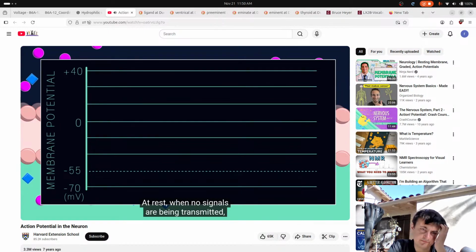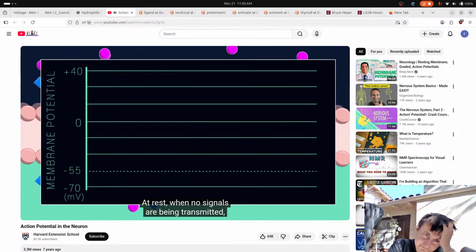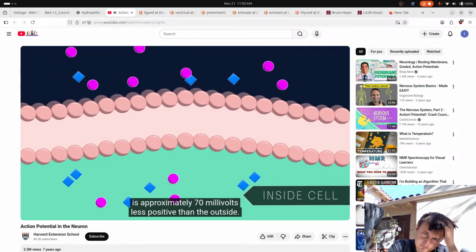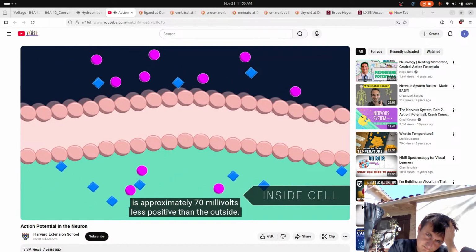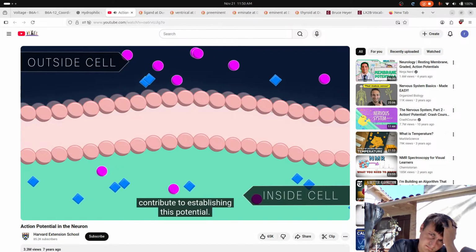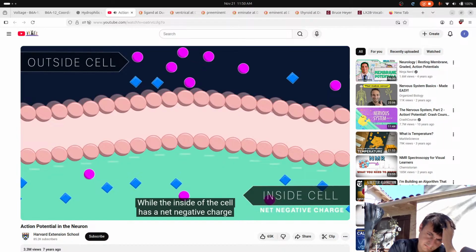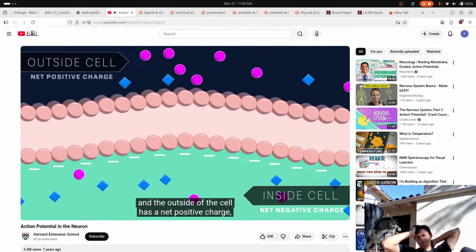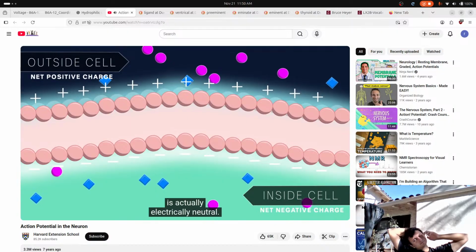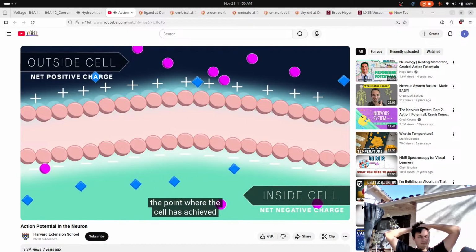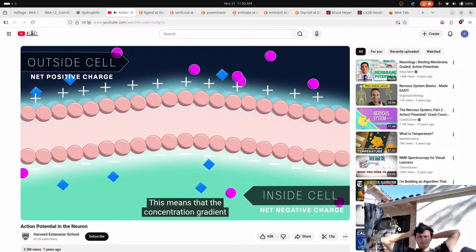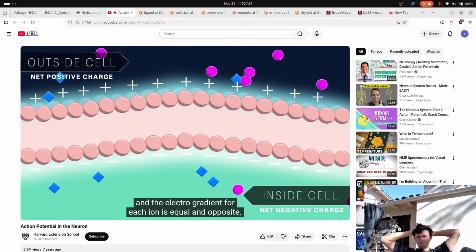At rest, when no signals are being transmitted, a neuronal membrane has a resting potential of approximately minus 70 millivolts. This means that the inside of the cell is approximately 70 millivolts less positive than the outside. Both the chemical and electrical gradients we just discussed contribute to establishing this potential. While the inside of the cell has a net negative charge and the outside of the cell has a net positive charge, the charges line up at the membrane and the bulk solution on either side is actually electrically neutral. The resting membrane potential is the point where the cell has achieved electrochemical equilibrium. This means that the concentration gradient and the electrical gradient for each ion is equal and opposite.